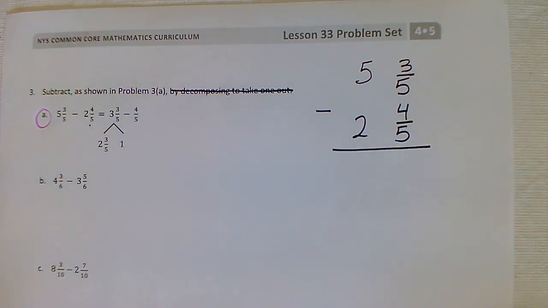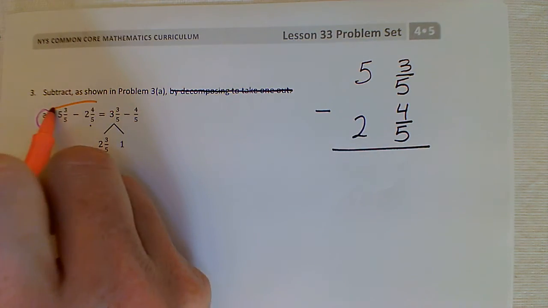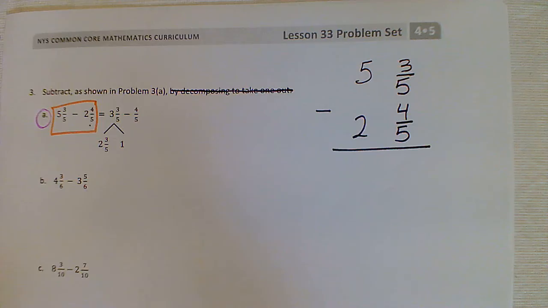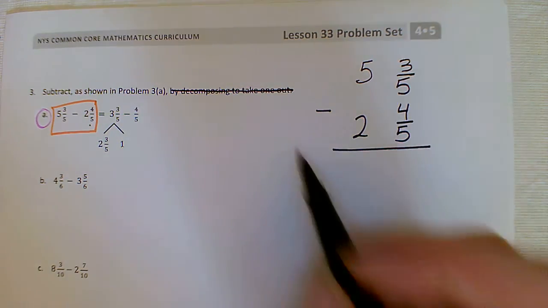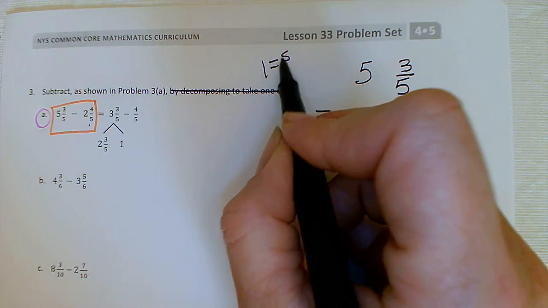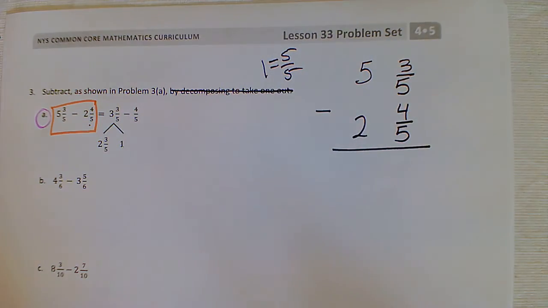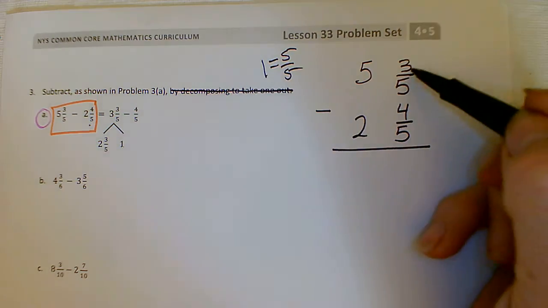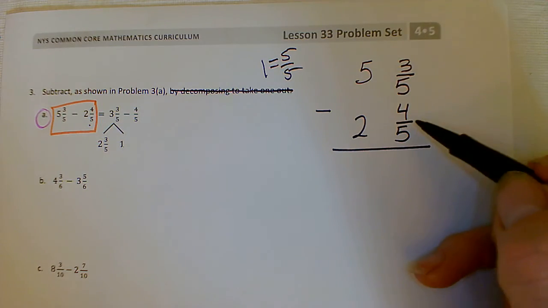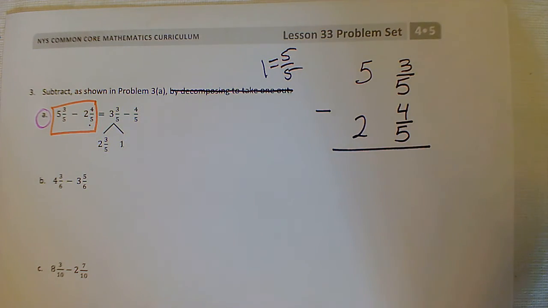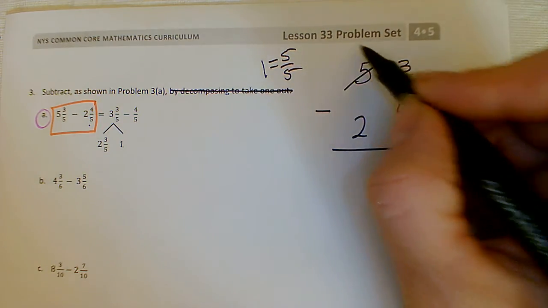All right, and I do like to kind of highlight what the problem is. And there we have all that stuff. And again, I'm going to write my rule because we have fifths. So I have that 1 is equal to 5/5. Okay, so 3/5 cannot subtract 4/5. I cannot take 4 from 3. It just doesn't work. So what we're going to do is that 5 is going to become a 4.